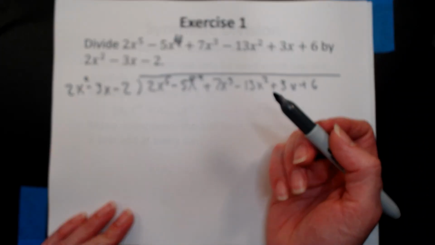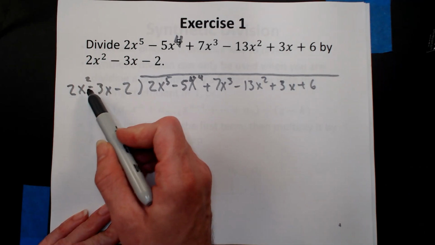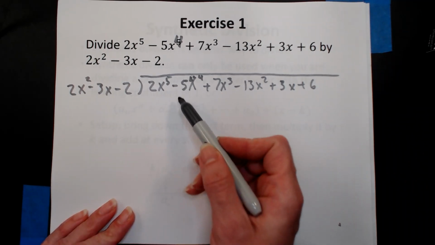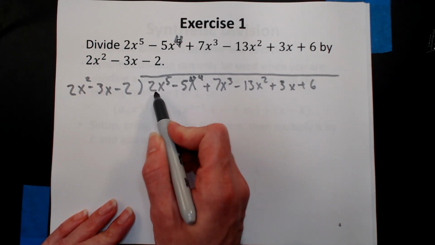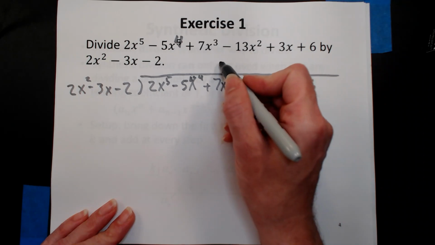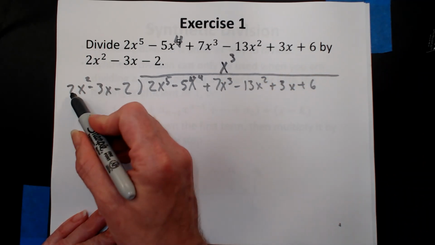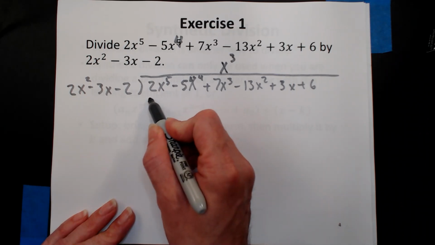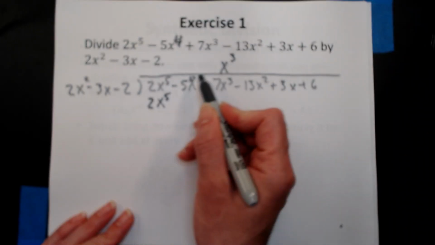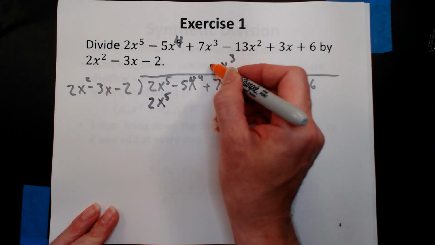So what do we do with polynomial long division? We try to get rid of each term as we go. So we're going to try to get rid of our x to the 5th power. So we're going to multiply 2x squared by x to the 3rd, and we'll get 2x to the 5th. So I'm going to multiply this right here. I'm going to multiply each term.